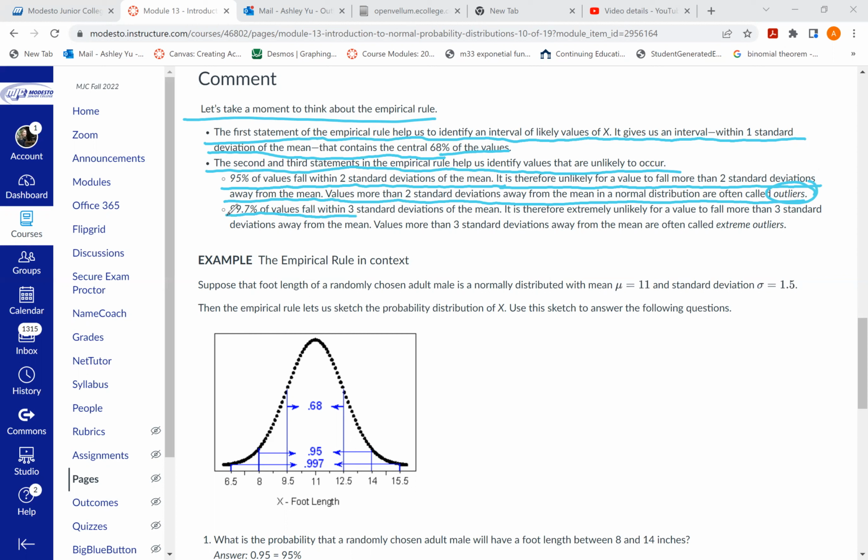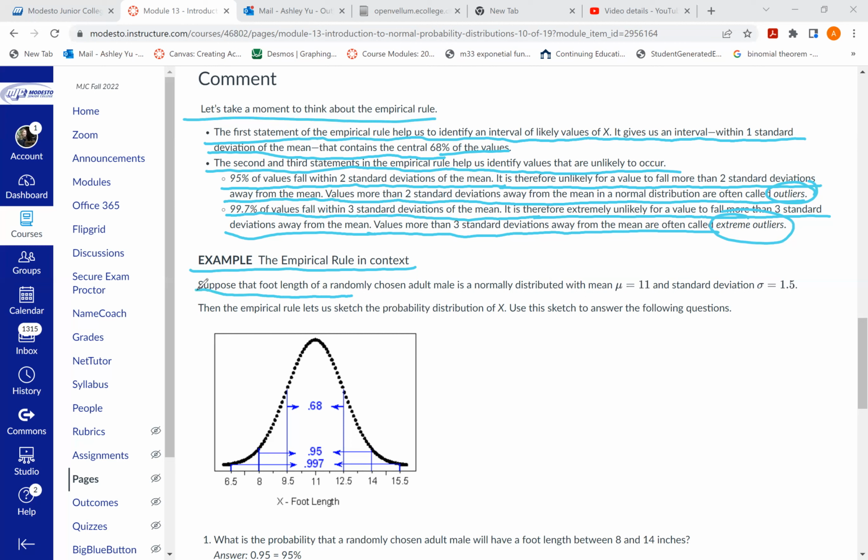99.7% of values fall within 3 standard deviations of the mean. It is therefore extremely unlikely for a value to fall more than 3 standard deviations away from the mean. Values more than 3 standard deviations away from the mean are often called extreme outliers. That almost sounds awesome. Extreme, like you're going to drive a monster truck or something. Example, the empirical rule in context. It's not as exciting as driving a monster truck, but it's close.